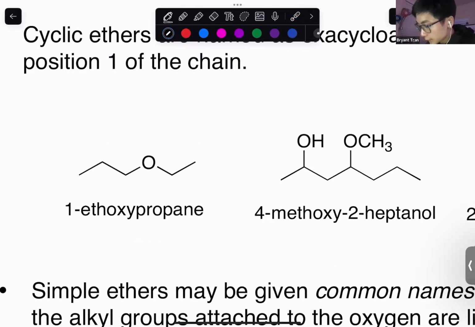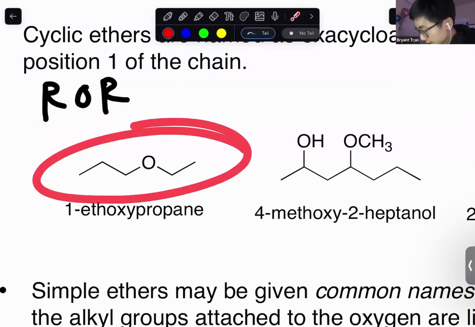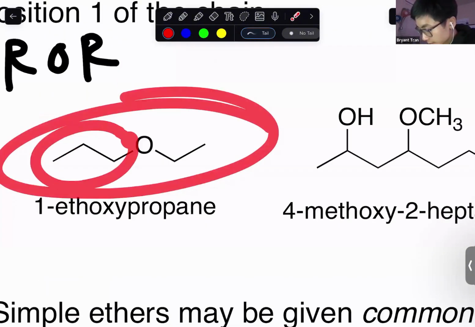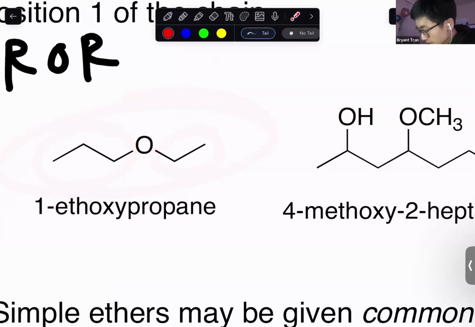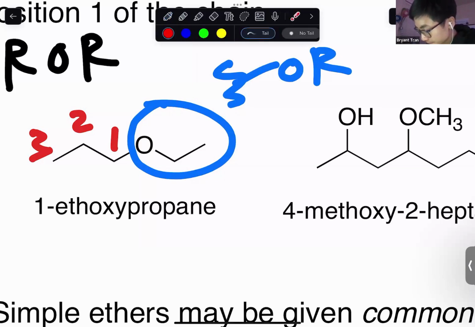So ethers are the functional group ROR, where R is any hydrocarbon chain and O is the oxygen. If we look at this ether here, this is the R on the left side, this is the R on the right side. 1-ethoxypropane. The main chain is going to be the longest chain, numbered 1, 2, 3. And our substituent is going to be that OR group right there. So OR is considered our substituent in the name.